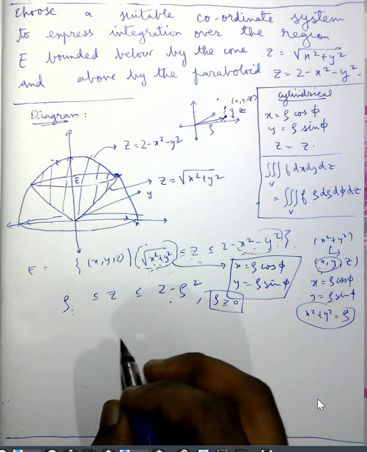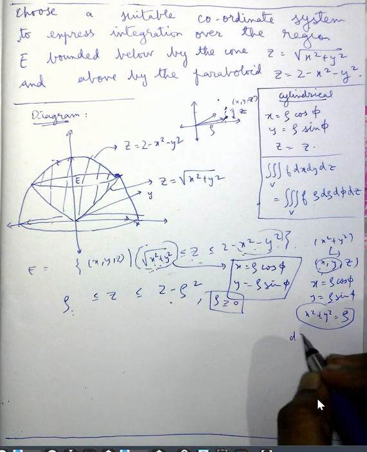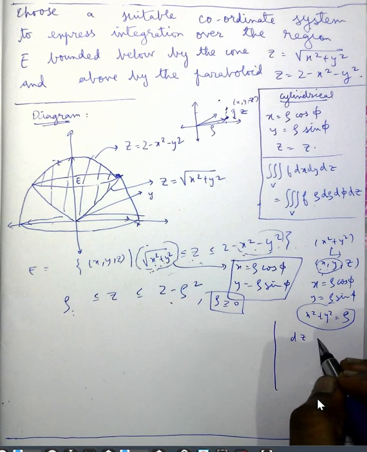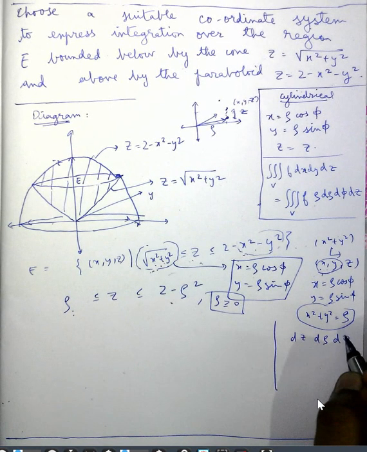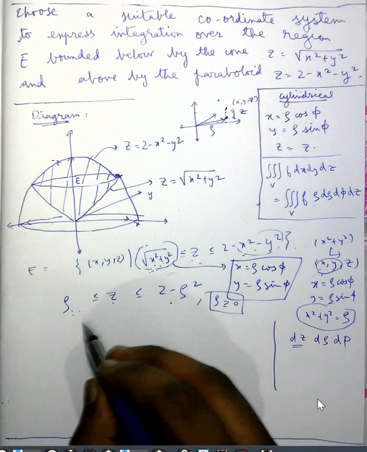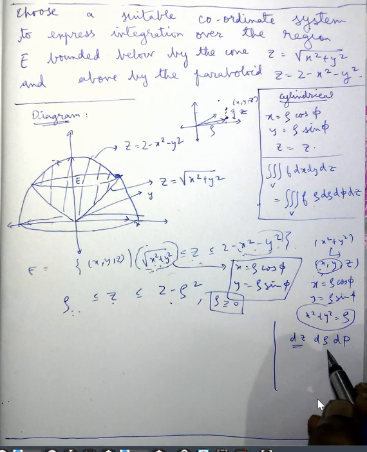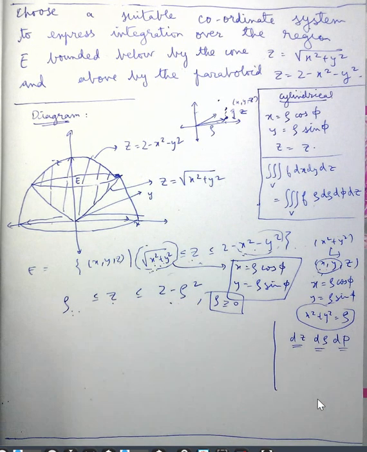Now you want to notice that if you write the integration as dz, d rho and d phi, then you have already expressed the variable z in terms of rho. So that means you have to express what are the values of rho available and what are the values of phi available.